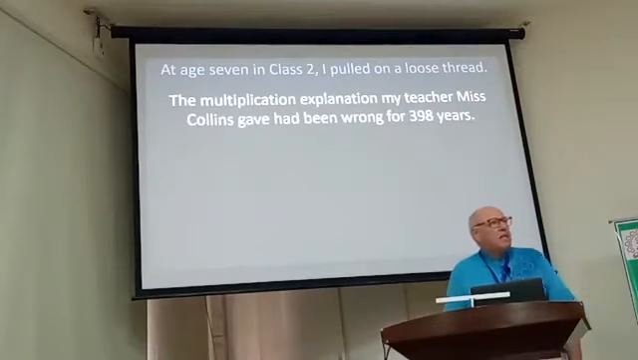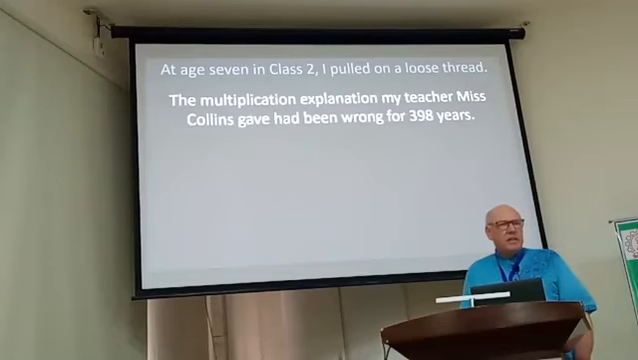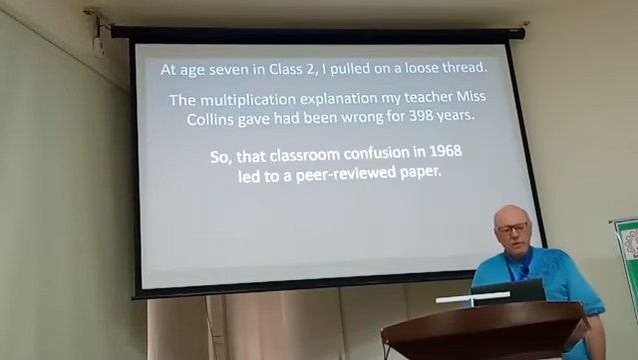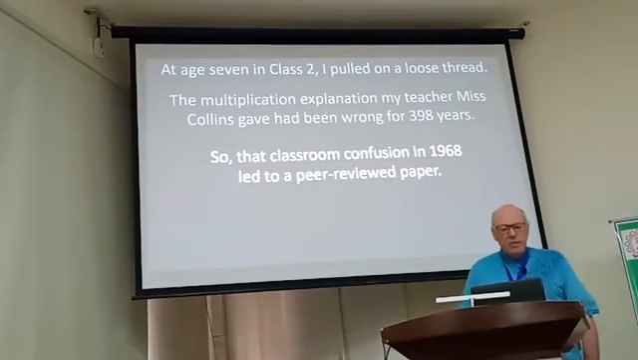The multiplication explanation my teacher, Miss Collins, had given me had been wrong for 398 years, and it's still taught around the world in classrooms today. And I argued with my teacher, and she was very confused. Not me. I was actually correct, even though I didn't know any of my times tables.